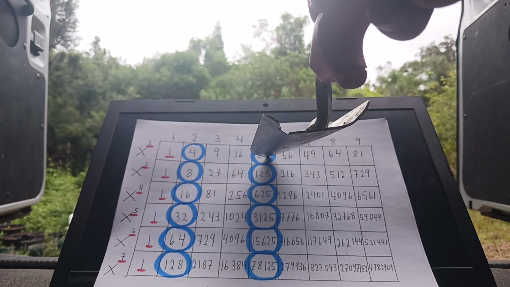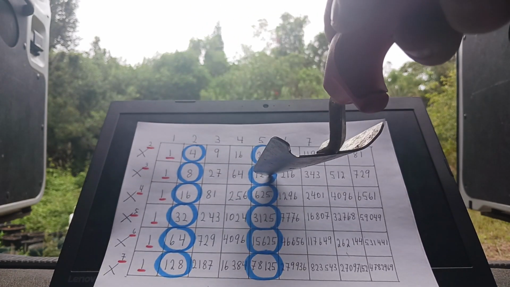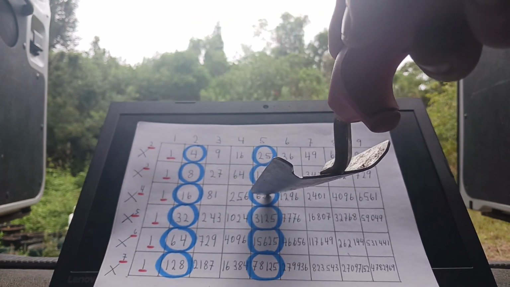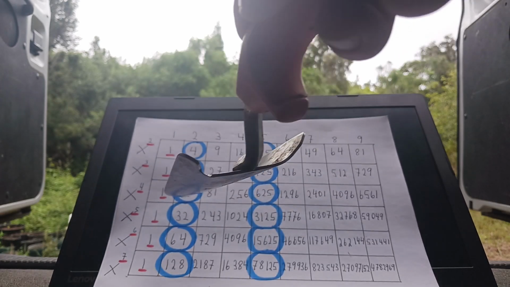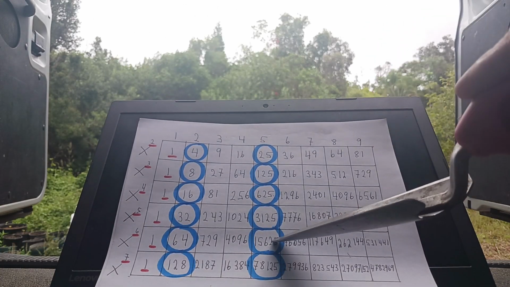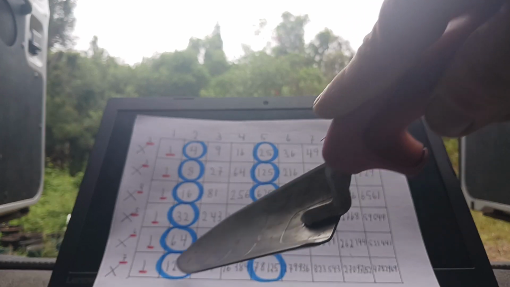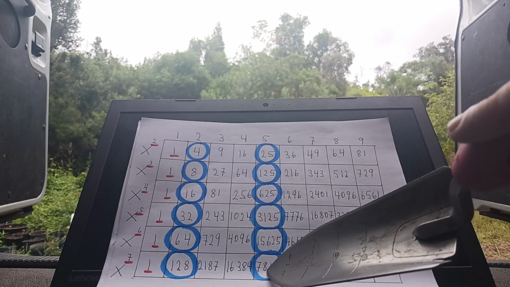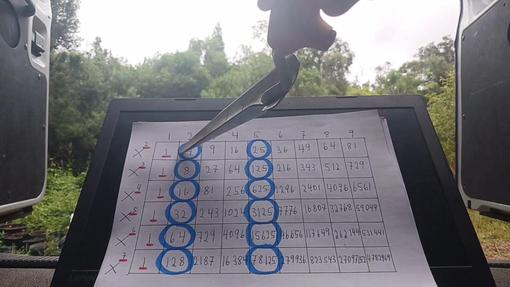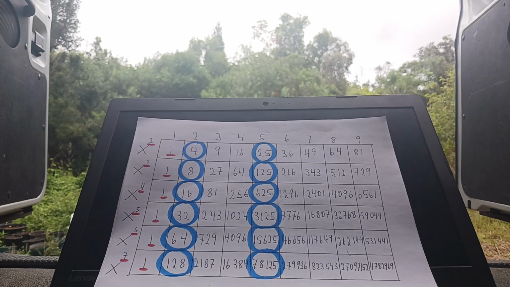2 squared times 5 squared is 10 squared. 2 to the third times 5 to the third is 10 to the third. 2 to the fourth times 5 to the fourth is 10 to the fourth. 2 to the fifth times 5 to the fifth is 10 to the fifth. 2 to the sixth times 5 to the sixth is 10 to the sixth. 2 to the seventh times 5 to the seventh is 10 to the seventh. 2 to the eighth times 5 to the eighth is 10 to the eighth, which is 1 with 8 zeros.